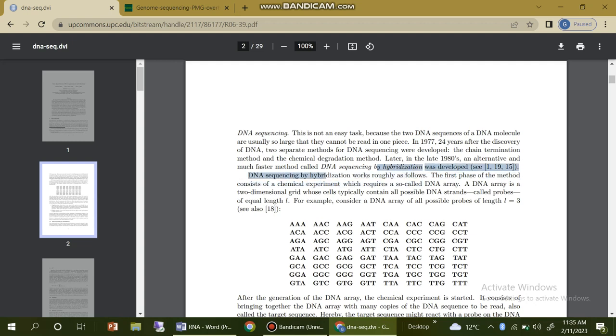DNA sequencing by hybridization works roughly as follows. The first phase of the method consists of a chemical experiment which requires a so-called DNA array. A DNA array is a two-dimensional grid whose cells typically contain all possible DNA strands, called probes, of equal length. For example, consider a DNA array.